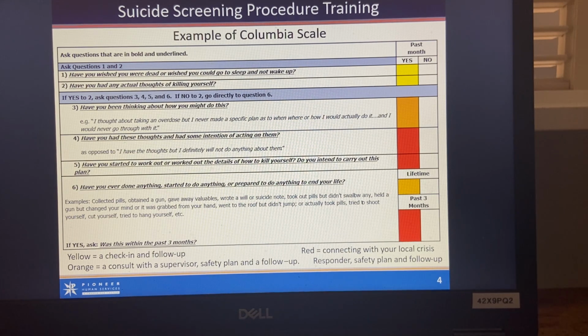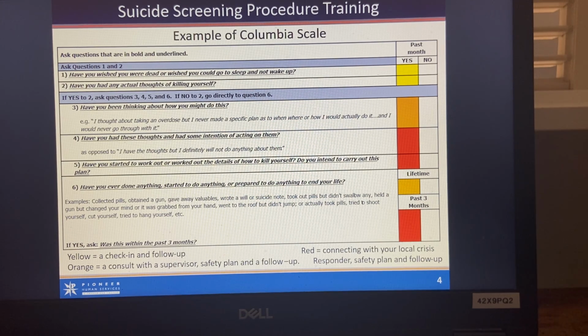Scores are very similar to the colors in which a person might also get. If you answer yes to 1 and 2, but answer no to number 6, you still remain in that yellow of low risk. If you answer yes to 1, 2, and 3, but no to 4, 5, and 6, then you're answering more in the orange of moderate risk. If you answer yes to 1 and 2, 3 and 4, and even if you answer no to 5 and 6, you're still in that red, which is considered a high risk.